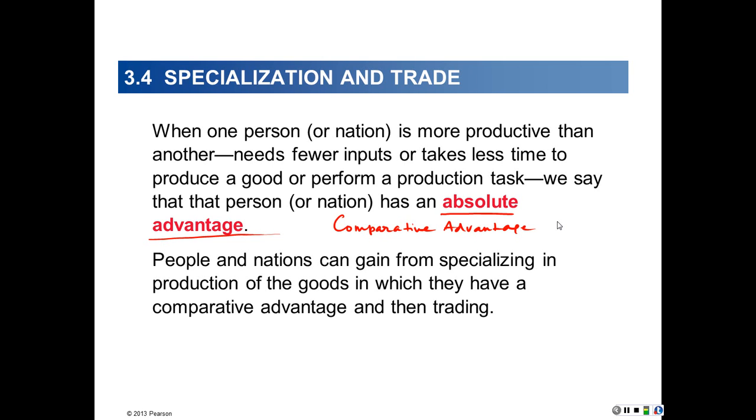It says here, when one person or nation is more productive than another, and how do we define more productive? Needs fewer inputs or takes less time to produce a good or perform a production task. In other words, if one country can produce something using fewer resources, including the resource of time, then we say that that country has an absolute advantage in that good in comparison to another country. Now let me lay this out a little more clearly. Let's say that we have two nations.